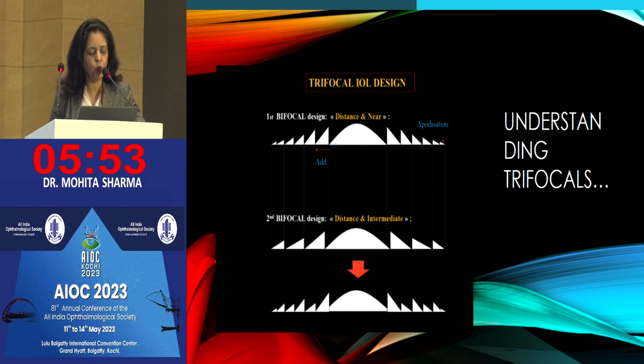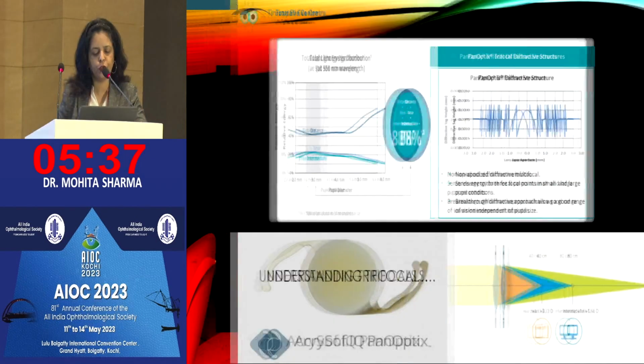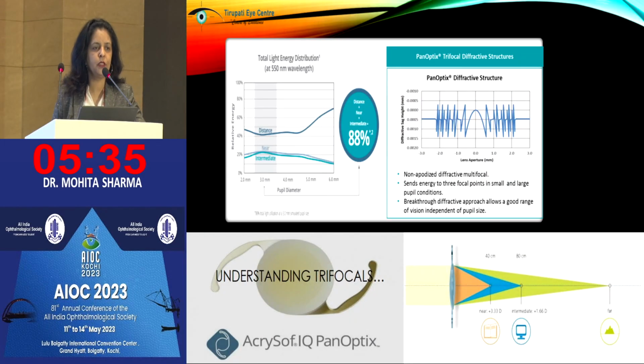Along with this, apodization is one feature which is important, and again it controls how your light energy is distributed. So as you decrease the step height, more light goes into distance vision, and hence you are able to give better contrast and more light for distance vision, because contrast was something that was always a concern with these type of lenses.